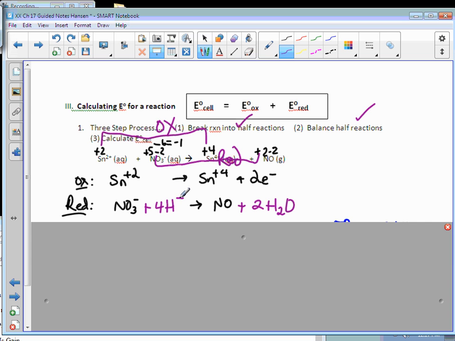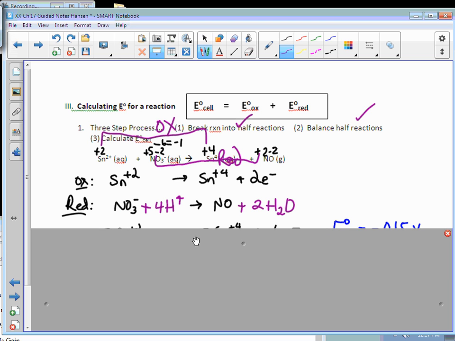All right, last but not least, we have to balance the overall charge on either side with electrons. So this guy has no charge, so 0. But this guy has a +4, so there's 4 positives, and then this minus, so that's looking like a +3. So we have to make the charges equal to each other on both sides. So we would have to add 3 electrons on this side. So 3 negatives and the positive cancel out to 0, so the 0 and the 0 match on both sides.